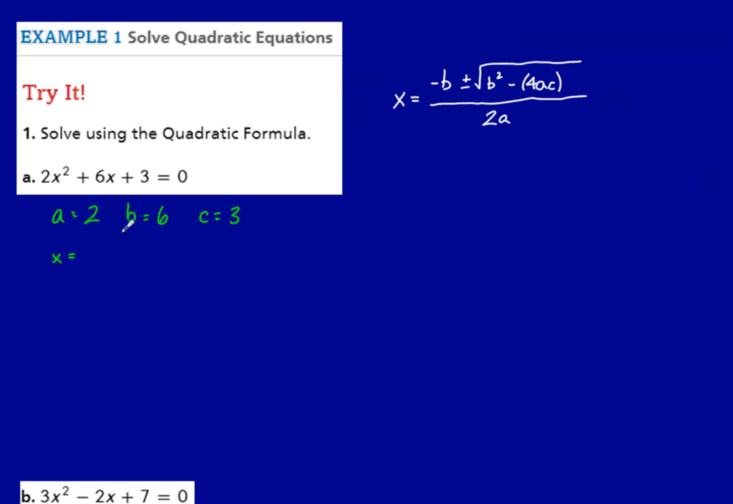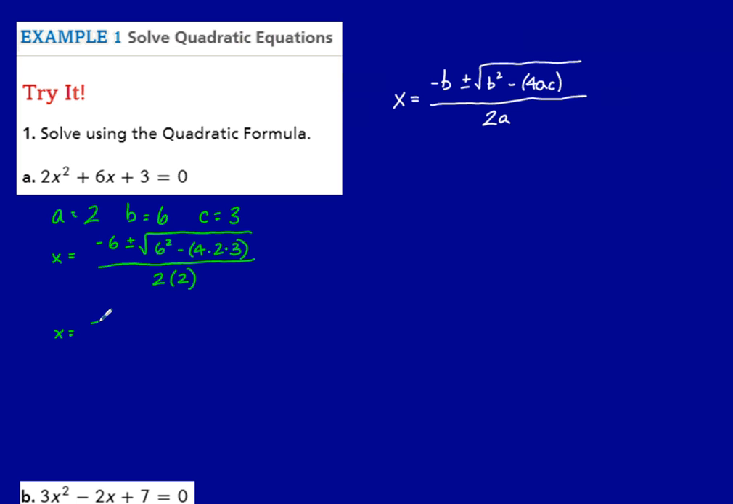X equals negative b, so it's negative 6 in this case. It's negative of b, plus or minus the square root of b squared, so of 6 squared, minus 4 times a times c, all over 2a, 2 in this case times 2. Now we could type this into our calculator and get a number, but what I would suggest doing is breaking it down step by step, because we don't want a decimal. Your calculator will give you a decimal, and a decimal is not your best answer here.